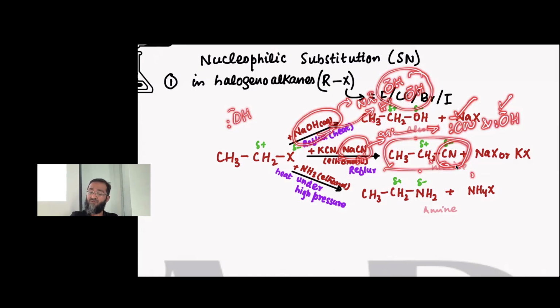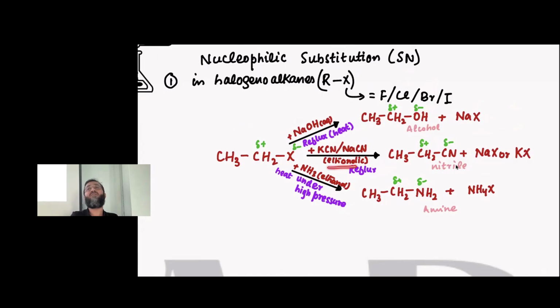So that's why we are using ethanol, because ethanol itself doesn't dissociate. It will just make this a nucleophile, and we have only one kind of nucleophile, which is cyanide ion, which attacks the carbon on which the halogen is bonded.